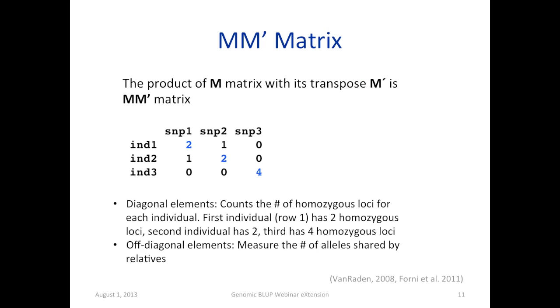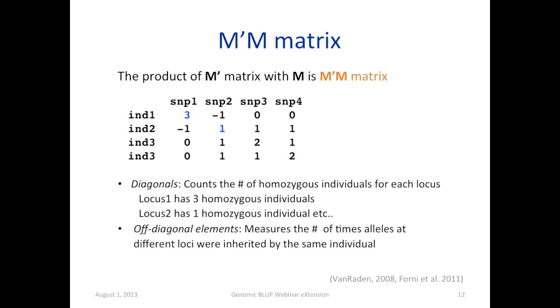So, taking the transpose of the M matrix and looking at the products of M and M transpose gives us different information about the data. It's very informative.